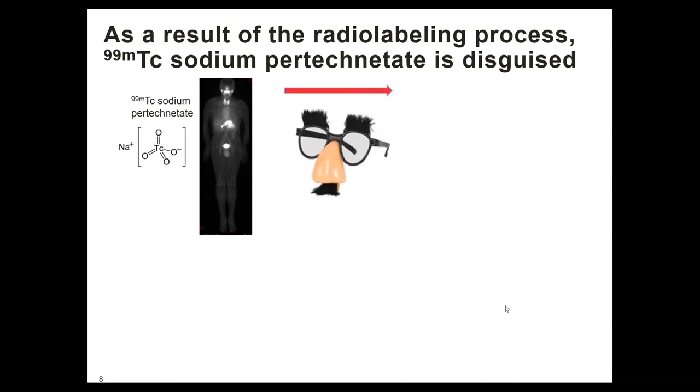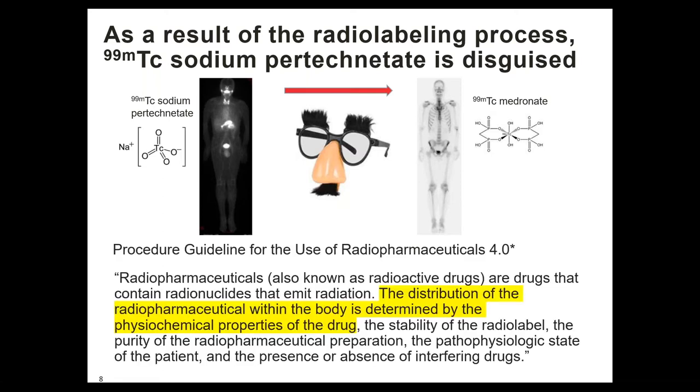Well, what we're going to do, chemically speaking, when we're making a drug vial, is disguise that. Put some of these comical glasses with a rubber nose on it and make it look different. We're going to change it into a drug molecule such as technetium medronate, or MDP. This image does not look like the image on the left. It's not pertechnetate, it's medronate. Here we see the distribution to the hydroxyapatite crystal showing us the skeletal tissues in the body, all of the osseous bones. And if we've made the drug correctly, we see something different. We've disguised pertechnetate and made it into a different drug.